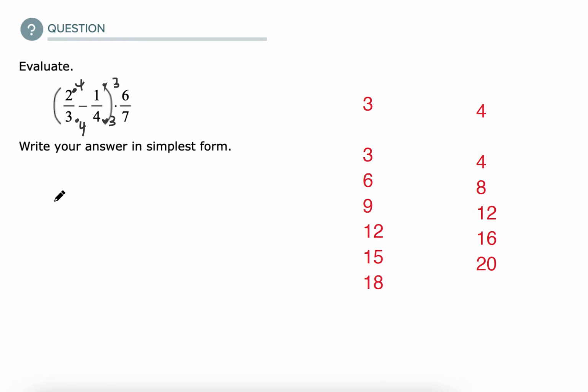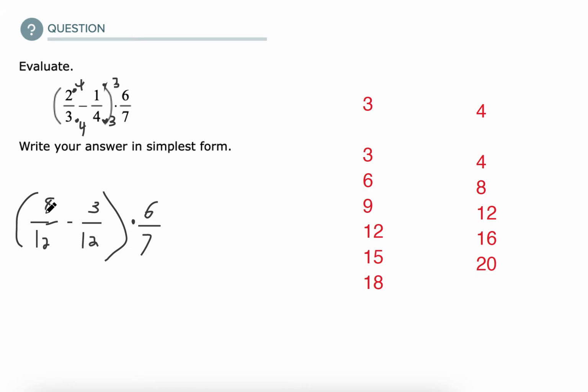So if I do that, I have 8 over 12 subtracted by 3 over 12 inside the parentheses. And then I still have 6/7 on the outside. Oops, hand tool, I don't want that. Okay, so now I have common denominators.